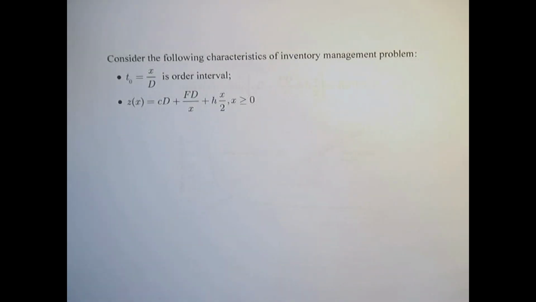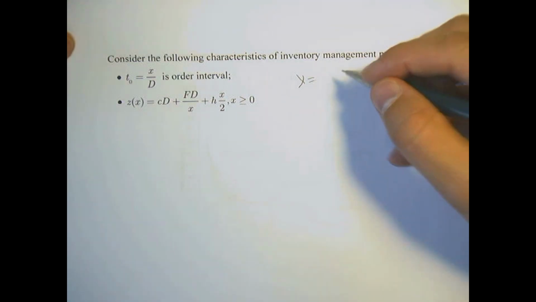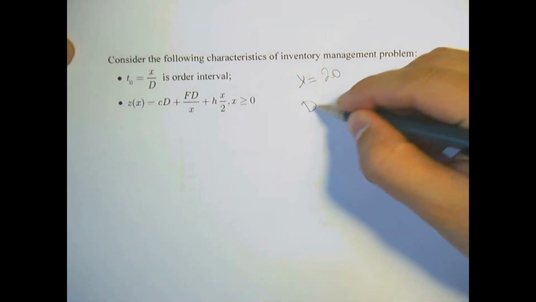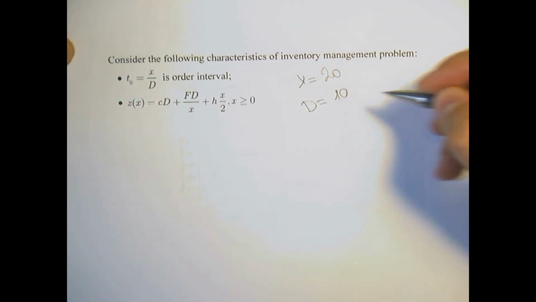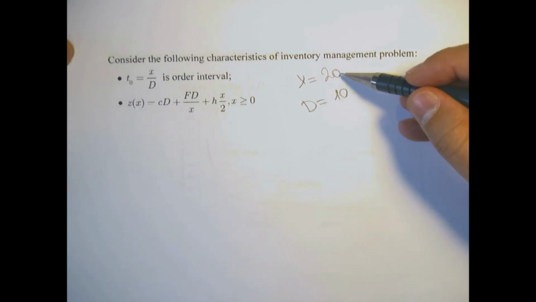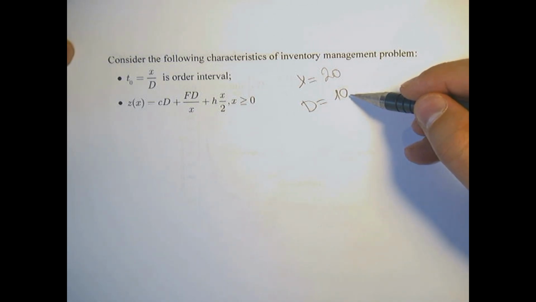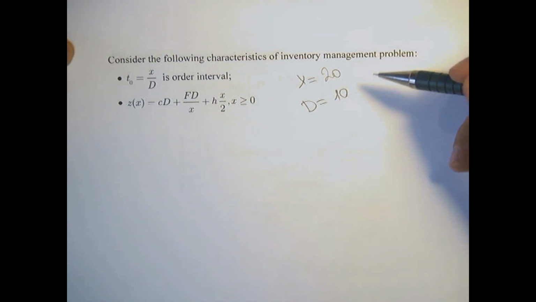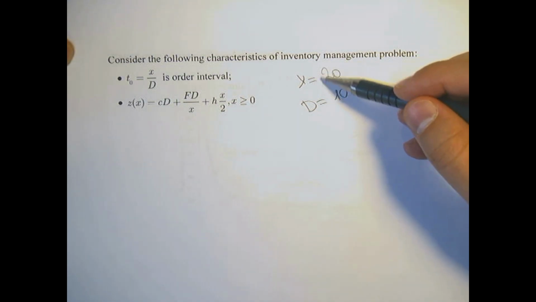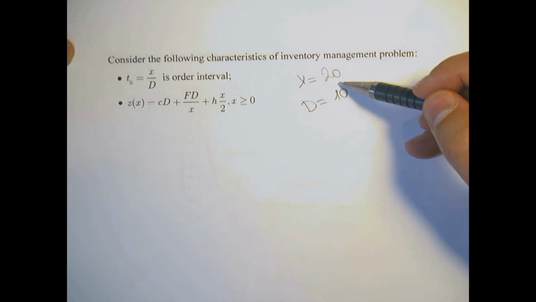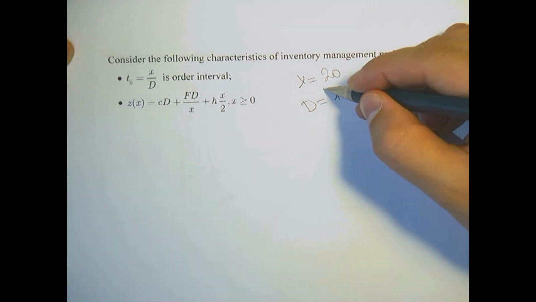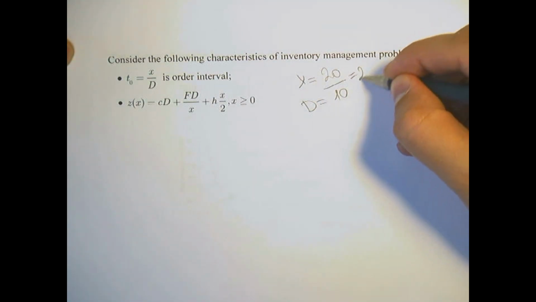Now let's consider how to calculate order interval. Assume that every time we order 20 liters of orange juice, and assume that demand rate is 10 liters per week. So the question is, for how many weeks will this stock of 20 liters be enough to satisfy demand? The answer is 20 over 10, so it is 2 weeks.